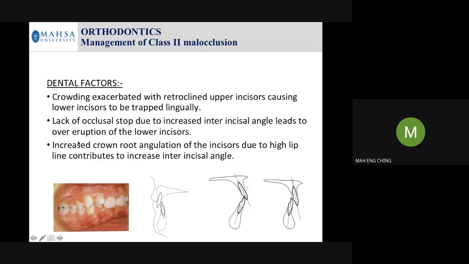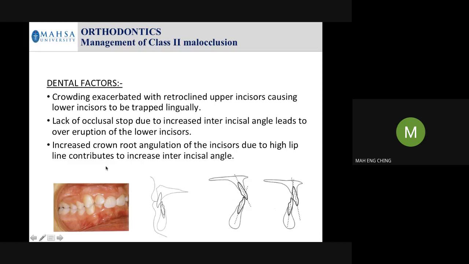Then lack of the occlusal stop due to the increased inter-incisor angle leads to over-eruption of the lower incisor. So you see in Class 1, the lower incisor occludes on the cingulum plateau of the upper incisor, or the middle third of the upper incisor. That's why they have what we call the occlusal stop. Occlusal stop, I mean they are biting together, then they stop each other from erupting. So if this stop is not existing, like in Class 2 Division 2, they bypass each other, then the teeth will become over-erupted. So the patient ends up with what we call the deep bite in Class 2 Division 2.